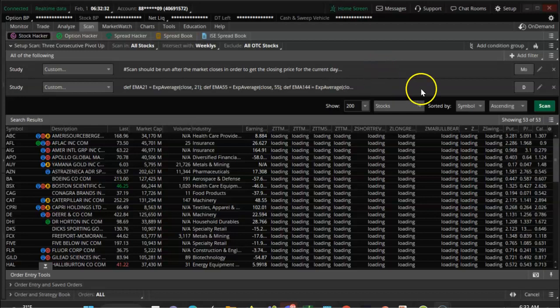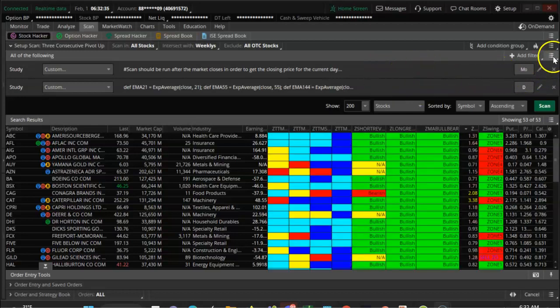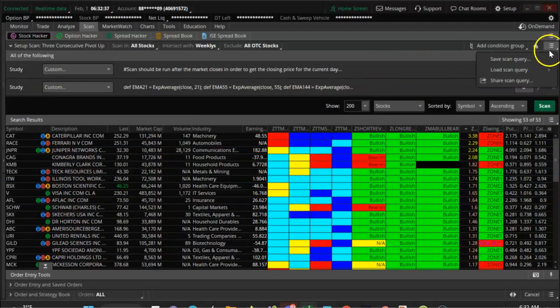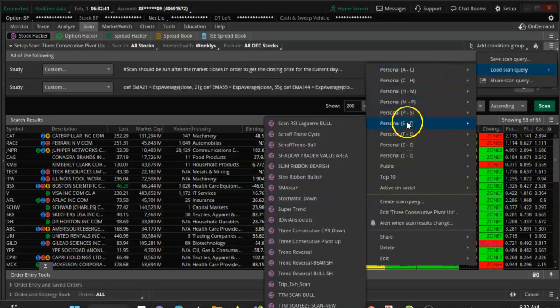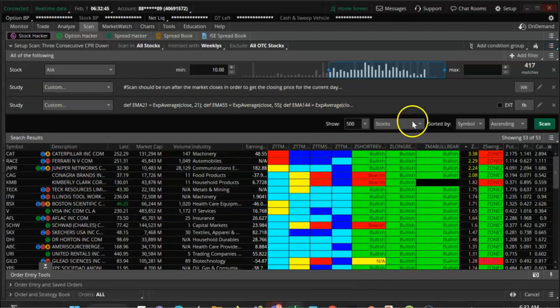So in this video we're going to look at a monthly CPR scan for stocks which are bearish. That basically means all the three CPRs have to be stepping down. We are only looking for stocks below $10.